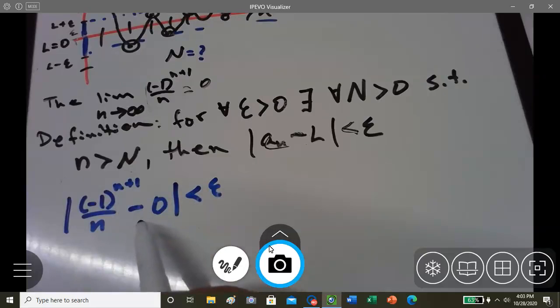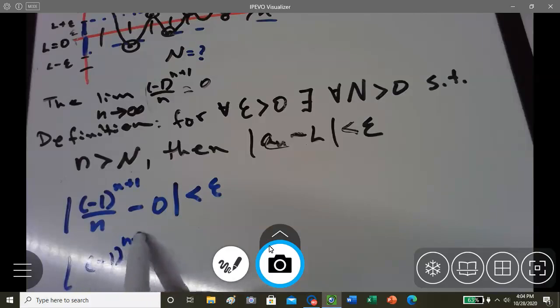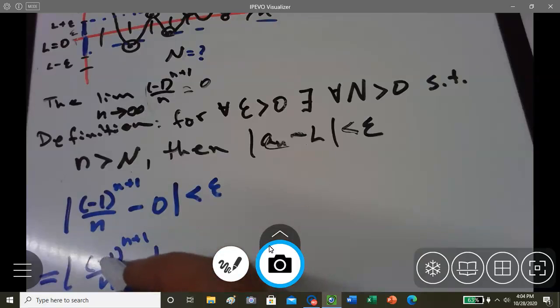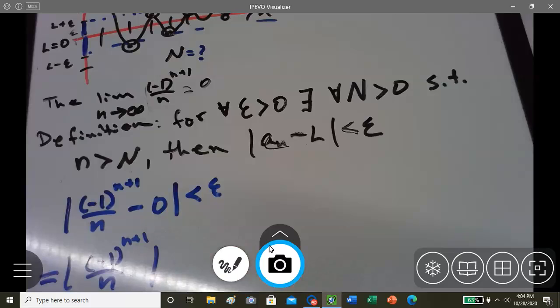So this a_n minus 0, that's just going to be a_n. So that's (-1)^(n+1) over n. So that 0 just goes away, so that equals that. So from here, we're saying, all right, because this oscillates between positive and negative numbers, the absolute value is going to be all positive. So that means that this is just going to be 1 over n.